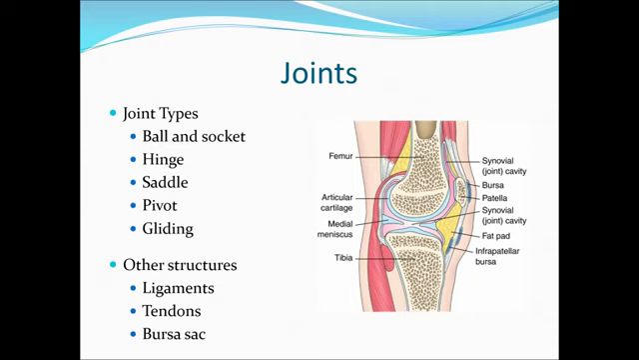Looking at joints, we do have several joint types. We have the ball and socket joints. You have your hinge joints, your saddle, pivot, and gliding. So just kind of thinking around the synovial cavity, that's the cavity between the joints, and that's the area that has the lubricating and shock absorbing synovial fluid. And also cartilage. Other structures, we have the ligaments, the tendons, and the bursa sac. So as we start talking about different disorders, we're going to see some different aspects involved in that.